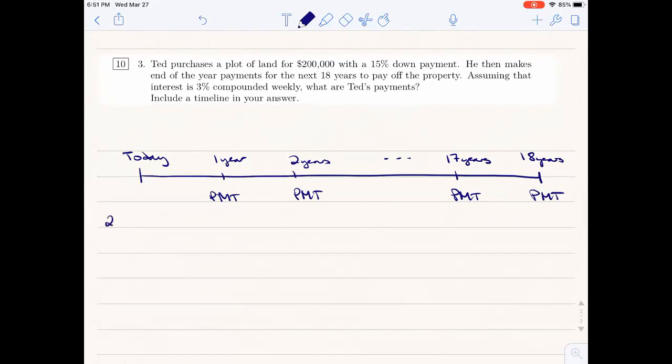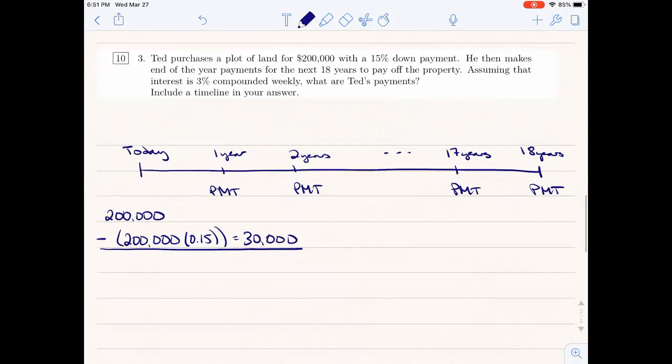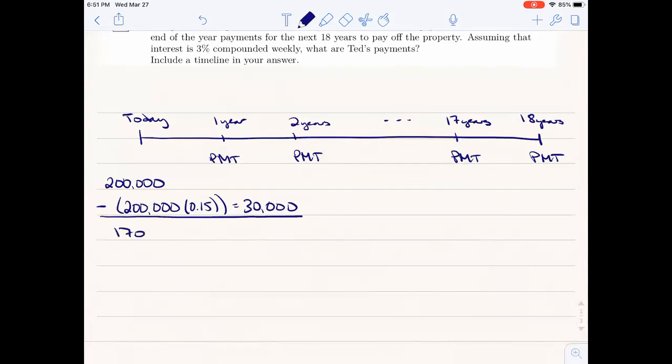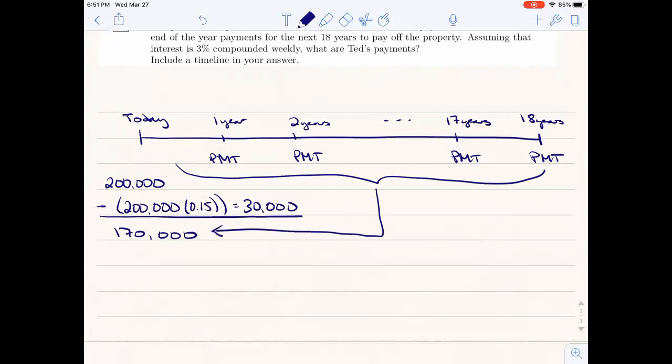These payments are paying off 200,000 minus 15% of 200,000. Right? So minus 200,000 times 0.15, which is 30,000. So he's actually just getting a loan for 170,000. So these payments are paying off this present value of 170,000.